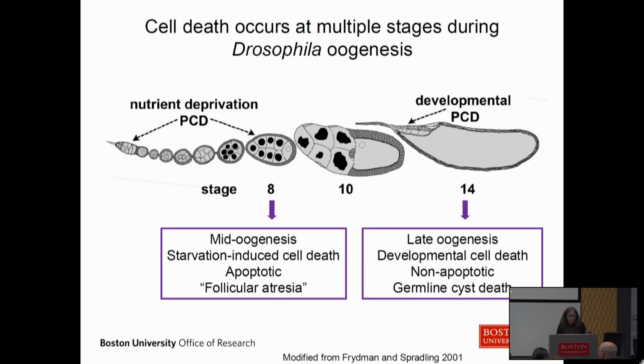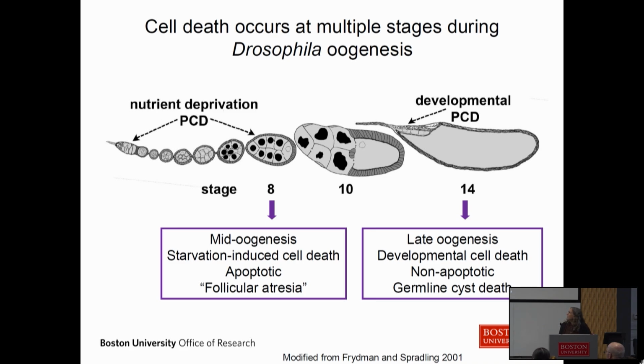So cell death occurs in many different cell types in the ovary, but we focus on two forms of cell death that happen in the ovary. One is in response to starvation. This form of cell death can also be induced by drug exposure and other environmental cues. And this happens in mid-oogenesis, right there where you see the 8. Cell death can occur in response to these cues, and it undergoes apoptosis, which is a very common cell death pathway. This is very similar to follicular atresia in mammals. So that's the most common outcome for an oocyte in mammals.